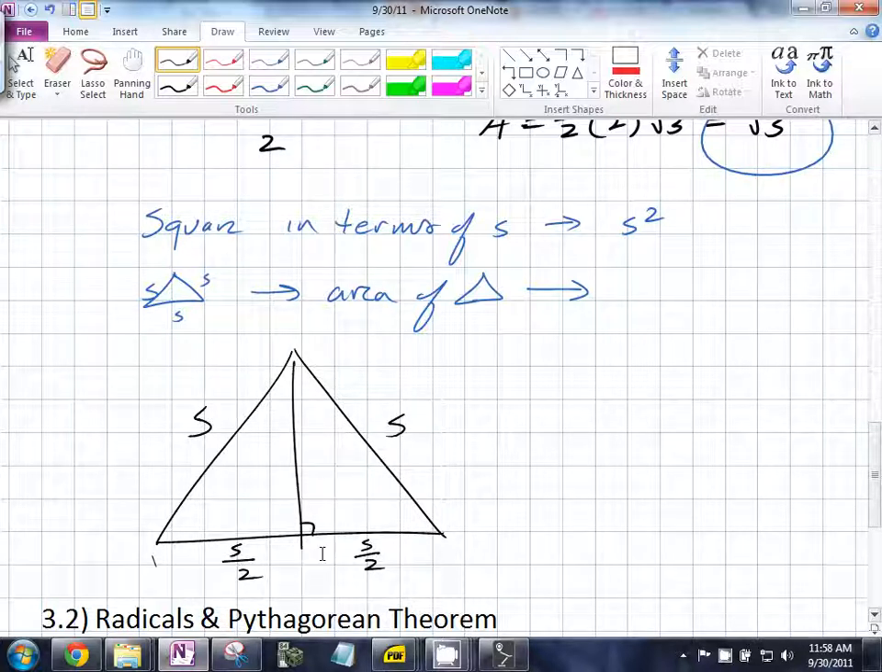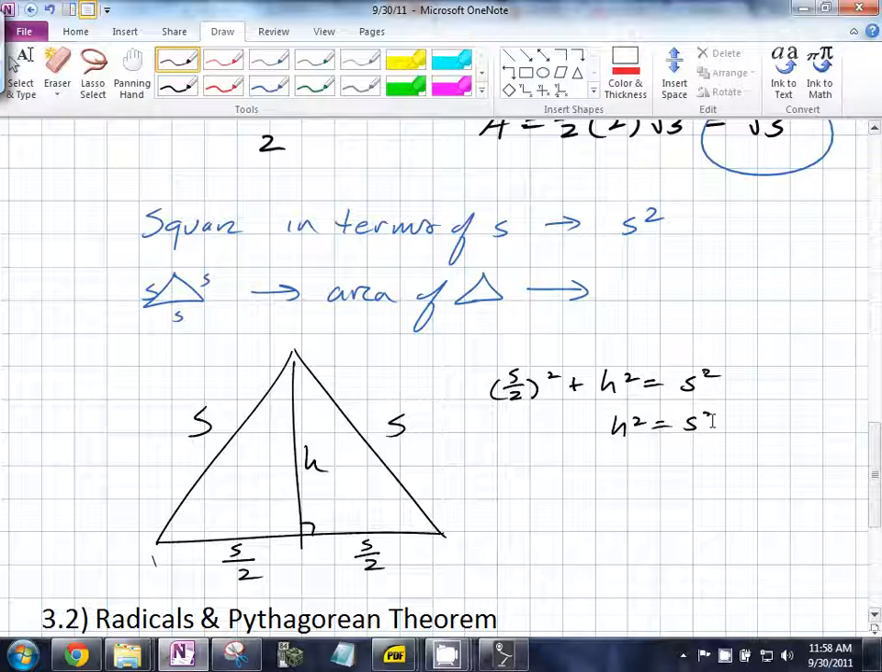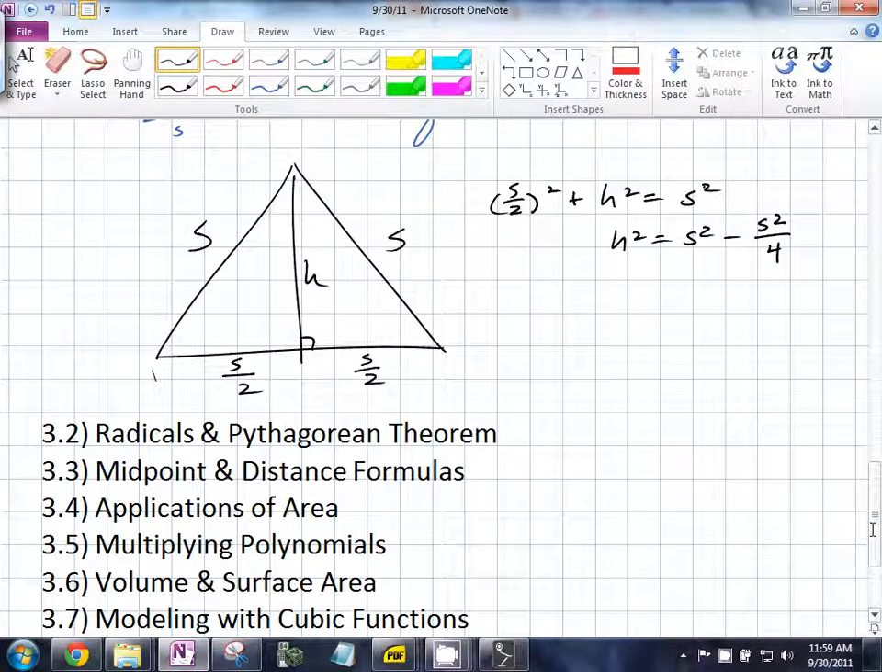So we have h squared is equal to s squared minus what? s squared over 4. If you have 1 of something and you subtract a quarter of it, what are you left with? So 3/4 s squared. We take what of both sides now? We take the square root of both sides. There we go. Take the square root, and what do you end up with? h equals root 3 over 2 times s. That's the height in terms of what?